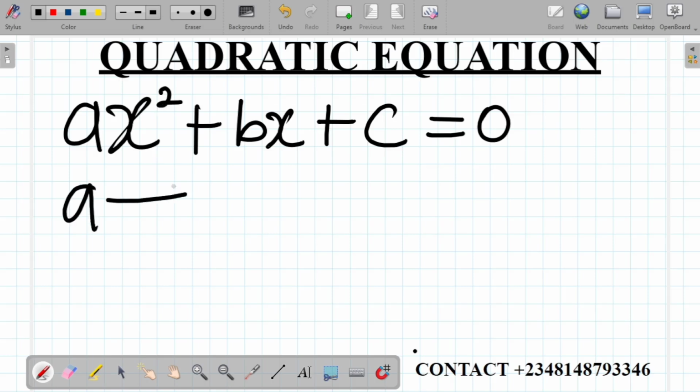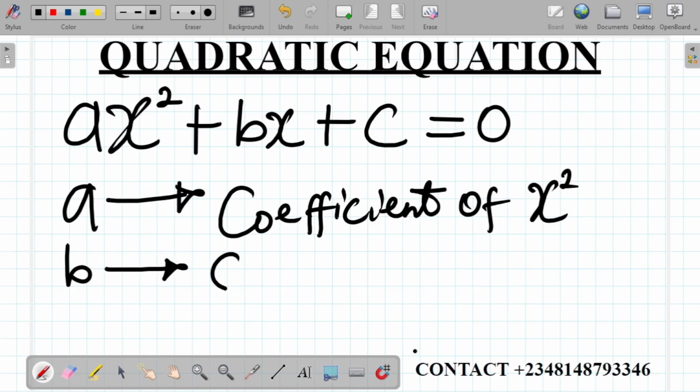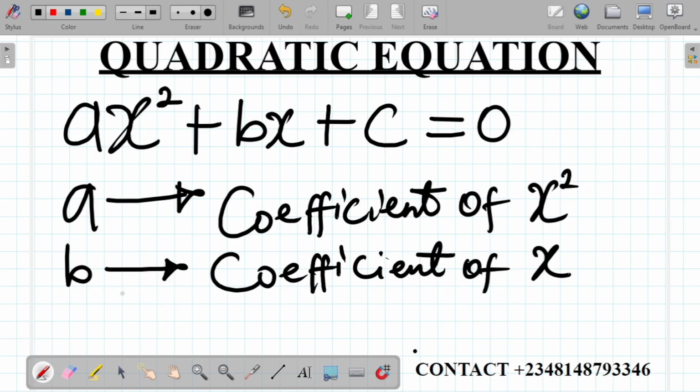A is the coefficient of x squared. And then b is the coefficient of x. And c is known as the constant term or constant.